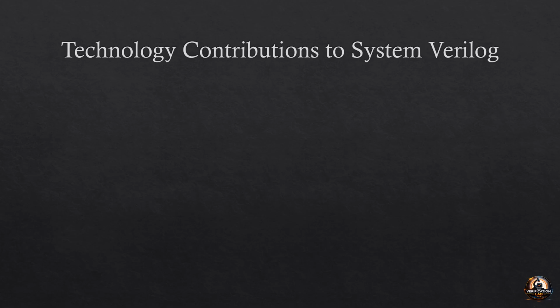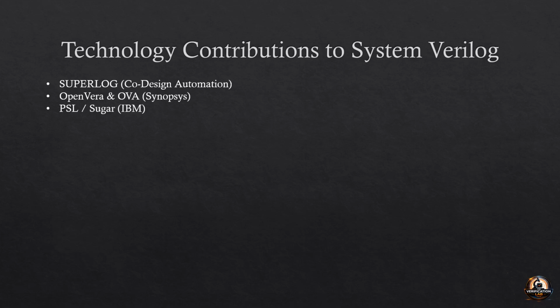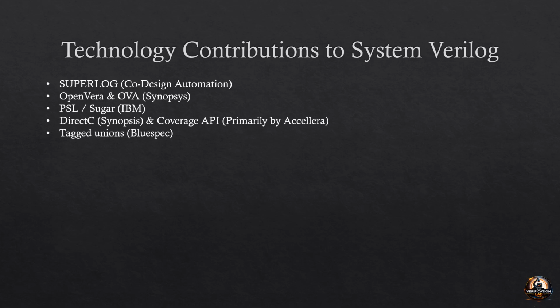SystemVerilog is not built from scratch. It combines ideas from multiple technologies. For example, Superlog by Co-Design Automation, OpenVera and OVA by Synopsys, PSL or Sugar by IBM, DirectC by Synopsys, and Coverage API that was primarily by Accellera, and Tagged Union by Bluespec. That is why it is so rich and feature complete.